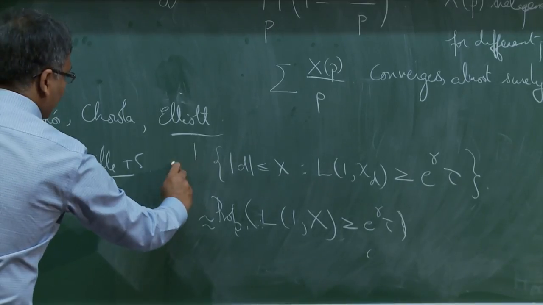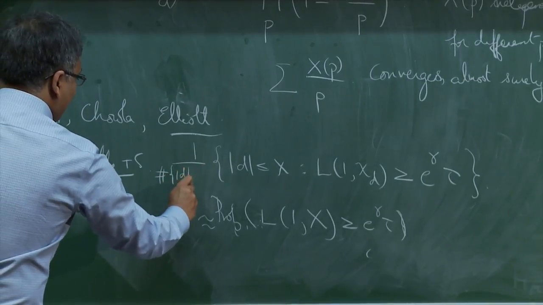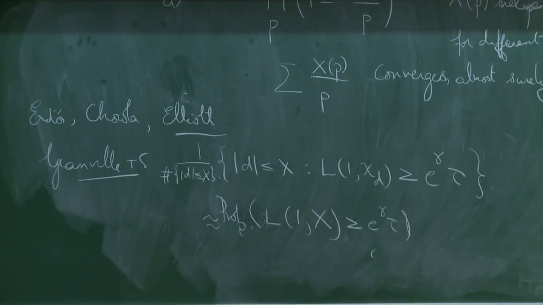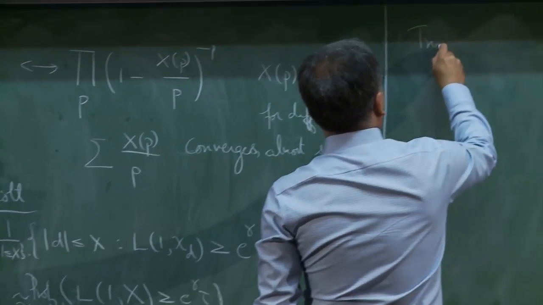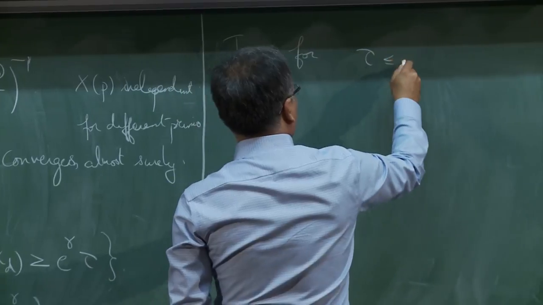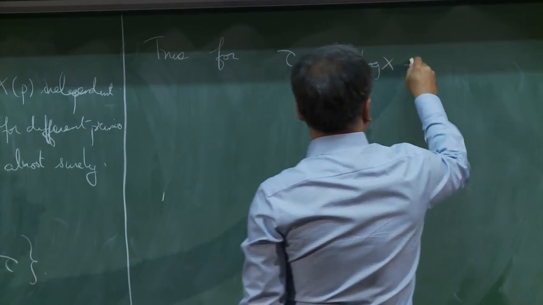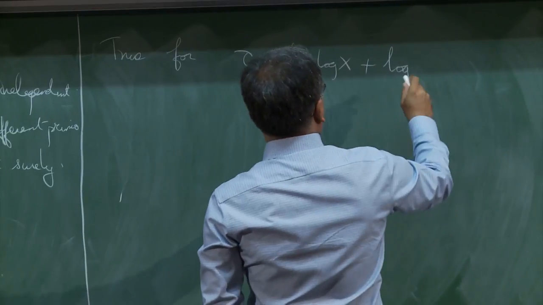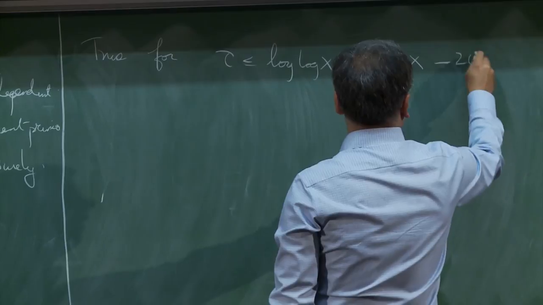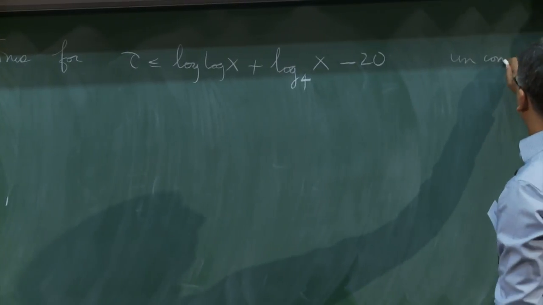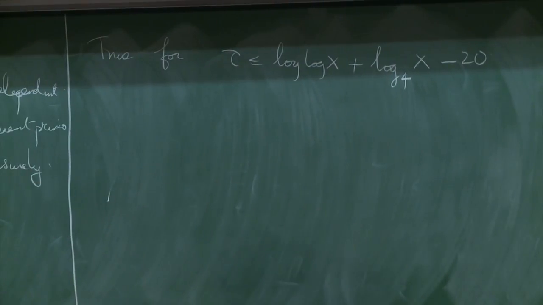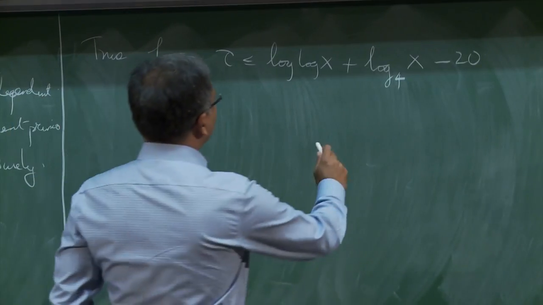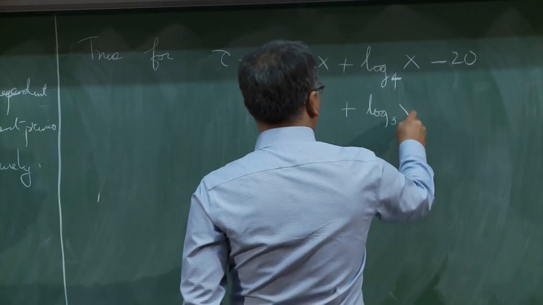And let's divide here by the number of discriminants up to size x. And we proved that these two objects more or less match in some very uniform range. It's true for tau up to something like log log x plus maybe log log log x. So this is unconditional. And then if you assume GRH, then you can replace this log 4 by log 3.